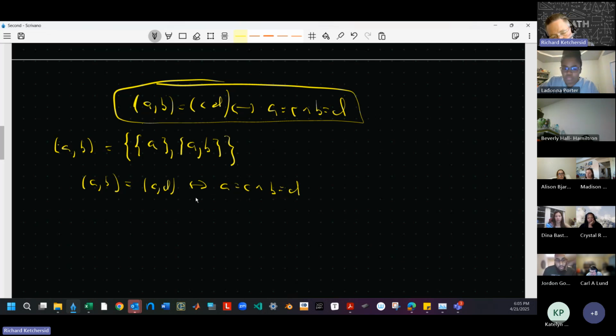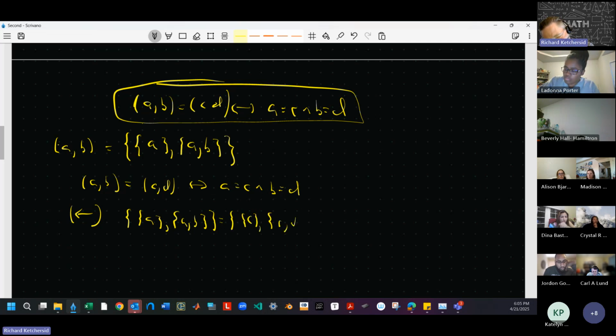Okay, so here's one thing, right? This is an if and only if thing. So this direction is a trivial implication, right? So if we know that A is equal to C and B is equal to D, then we definitely have that AB is equal to CD, right? Because A and C are just the same. So singleton A is the same as singleton C, and the pair AB is equal to the pair CD, no matter what they are, because A is C and B is D, right?